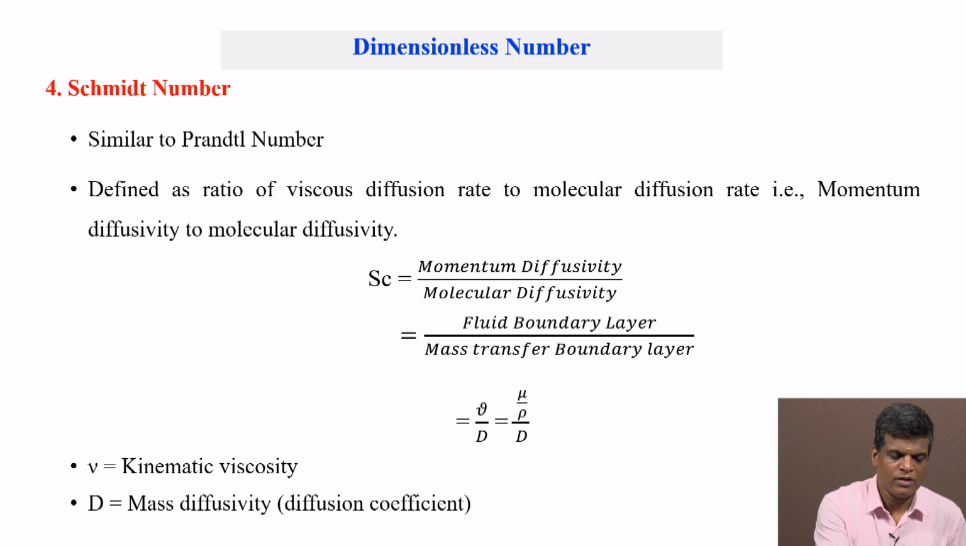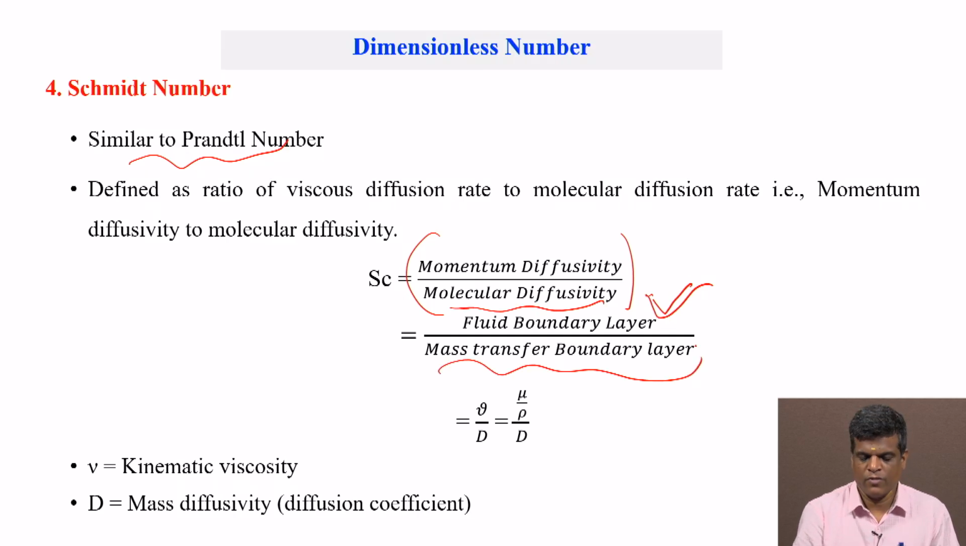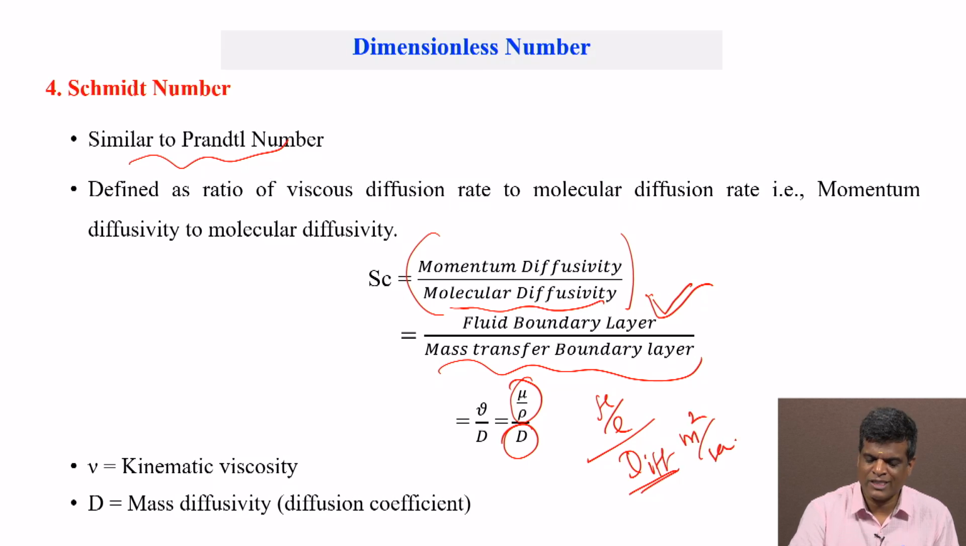Next is the Schmidt number. This is similar to the Prandtl number. The Schmidt number is the ratio of momentum diffusivity to molecular diffusivity. Momentum diffusivity relates to the fluid boundary layer, and molecular diffusivity relates to the mass transfer boundary layer. So, mu by rho, and then D is the diffusivity. This is a different diffusivity, not the ordinary D. Its unit is meter square per second.